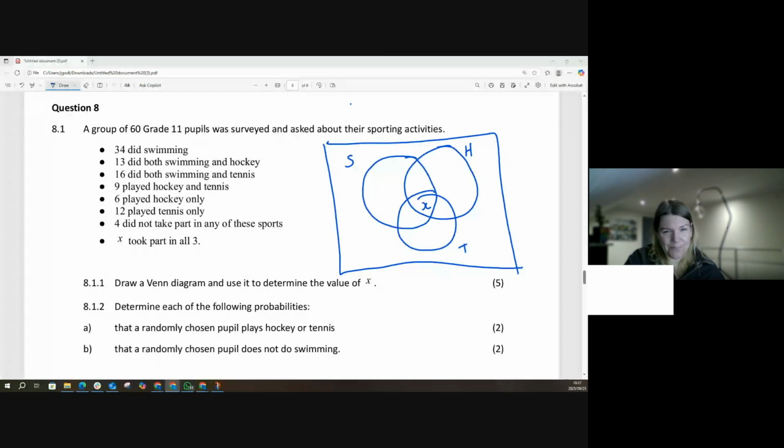I didn't get 9. Are you just guessing numbers now? Okay, let me start going through this because we're running out of time.